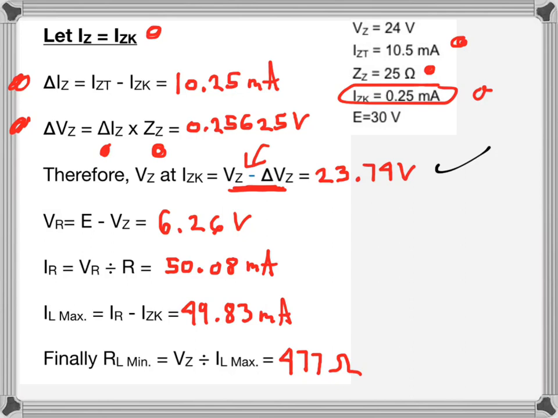VR is E, which is 30, minus VZ. IR is VR divided by R. IL max is IR minus IZK. And RL min is VZ divided by IL. It's just Ohm's law. You can also check my other professor notes. I have typed examples that you're welcome to print out and review.